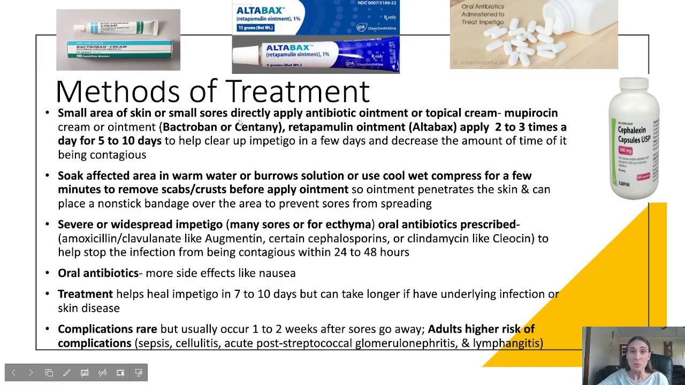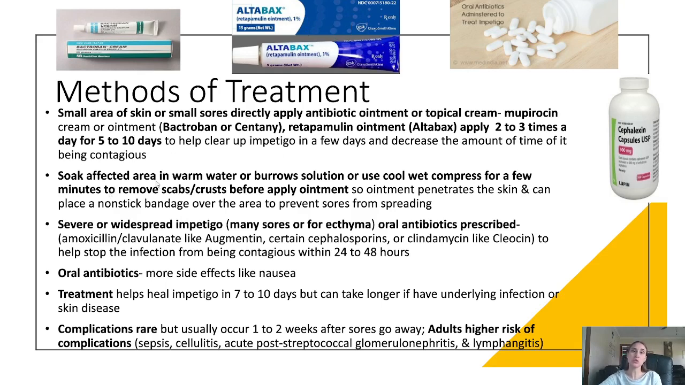So, treatment methods, which I mentioned a few of in the other slides with the types of impetigo. Mupirocin ointment, or Bactroban or Centany, which is on the top left here, is usually an ointment they put on the small areas of skin where there are small sores, so they can apply it directly to those areas. Now, retapamulin ointment, or Altabax, which is right on the top here in the middle, is applied 2 to 3 times a day for 5 to 10 days. So it helps clear up the impetigo in a few days, and it also decreases the time someone is contagious. So this one's important for that.